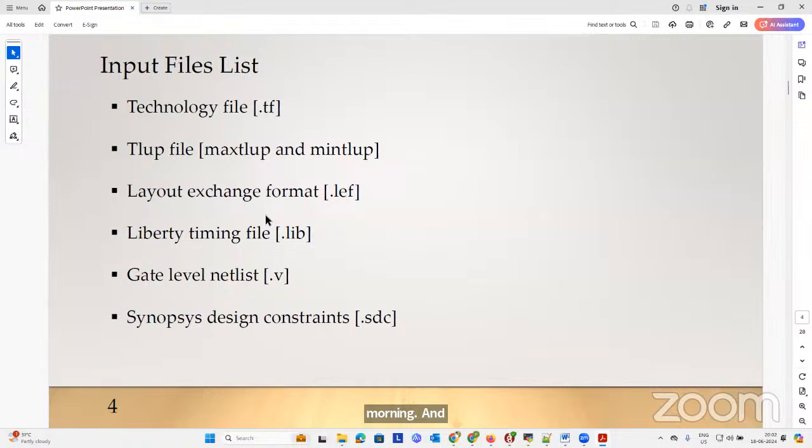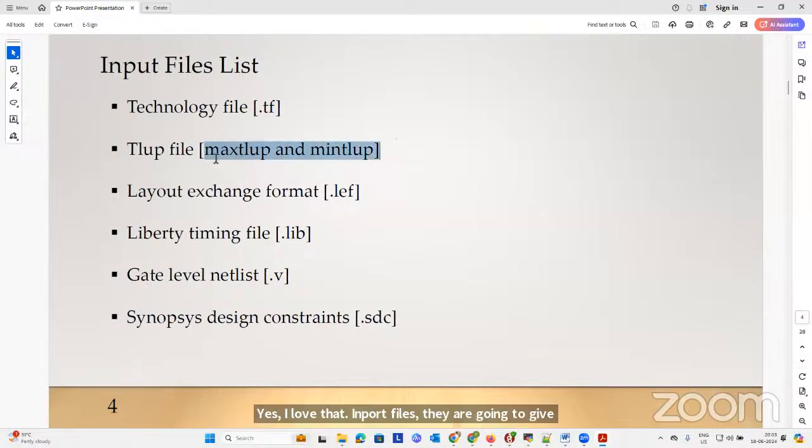Okay. So coming to the input list, the input list consists of the technology file, the TLUP file. TLUP is technology lookup tables. Next is library exchange format, .lef files. Next is the liberty timing file, .lib. Next is the gate level netlist, .v file. Next is standard design constraints or Synopsys design constraints, .sdc. These all are the input files. We are going to give them at the stage of floor plan.